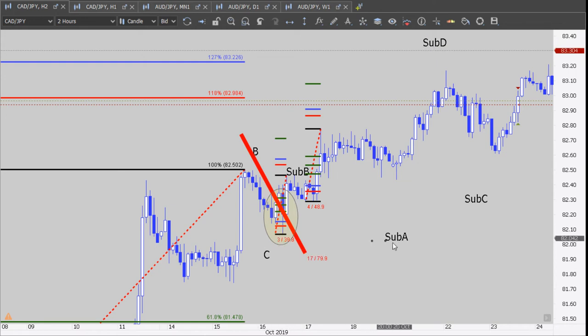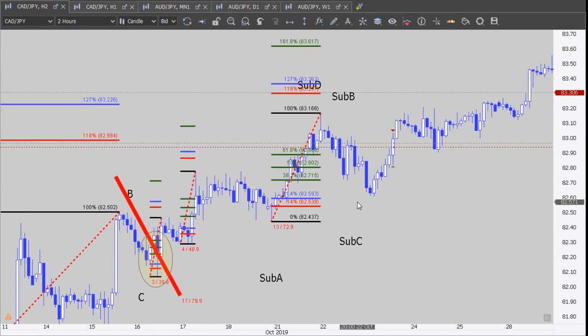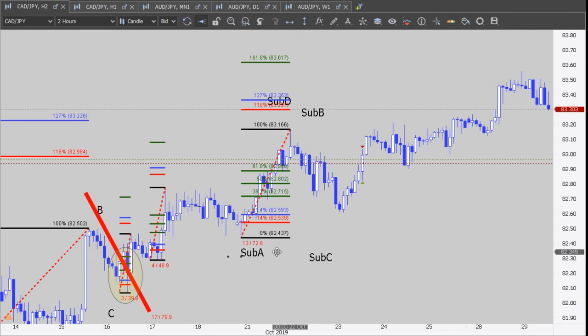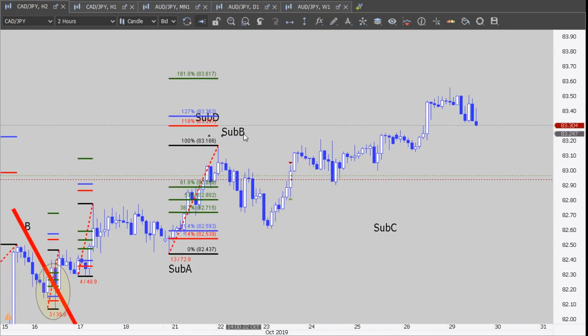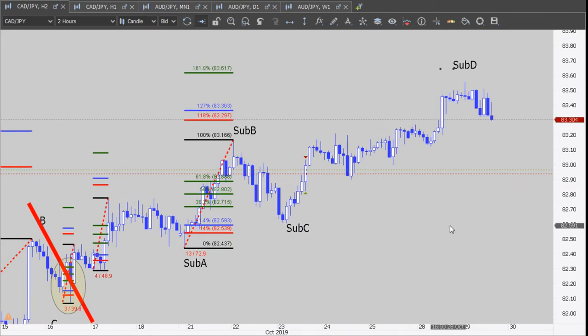And remember, tomorrow we have a news announcement coming out of Canada. So let's adjust our Fibonacci of the confirmation. And let's follow the sequence. Sub A is here, sub B, sub C. Didn't hit the blue, so it's still green. And we're here right now. Sub A, sub B, sub C, sub D, right?